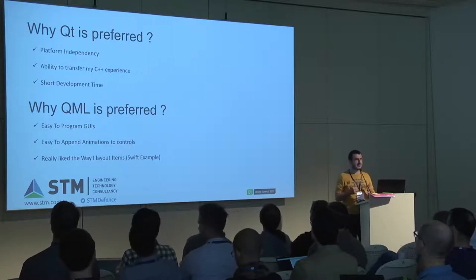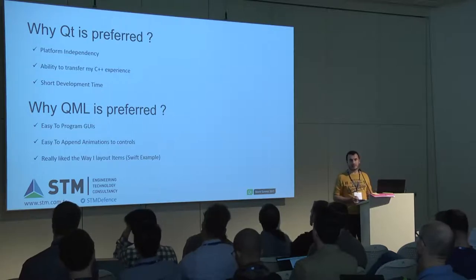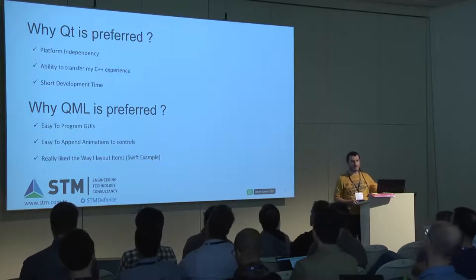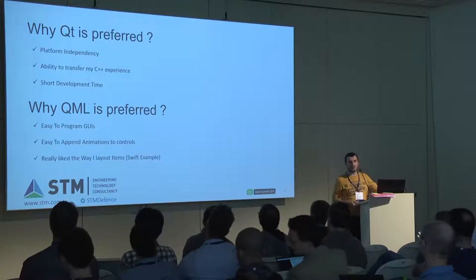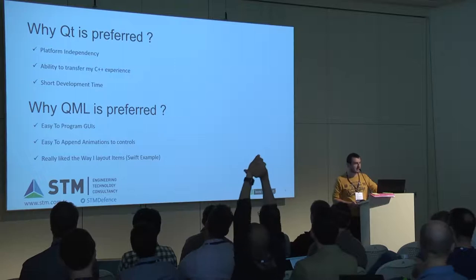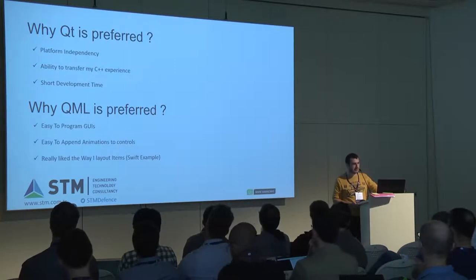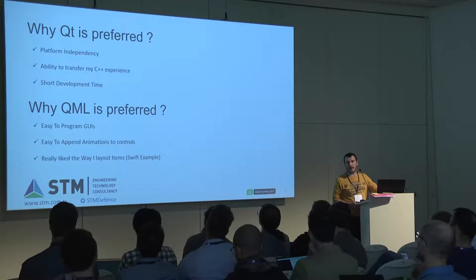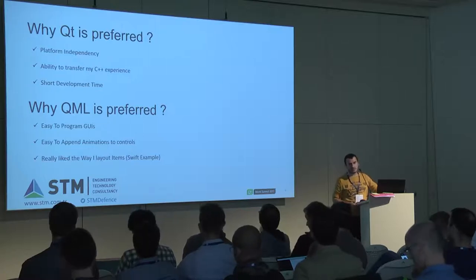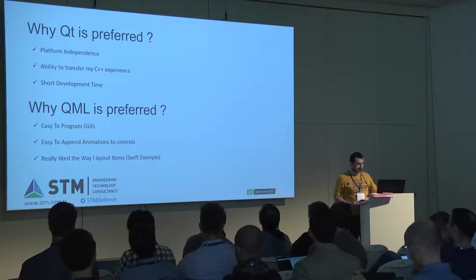And why was Qt preferred? Before starting the project, we had very limited time, and even so, the device which the software was going to run on was not clear at the beginning. There were two options, one Windows and the other Android. Instead of waiting for it to be clear, I started coding in Qt because it was platform independent. And also, I was able to transfer my C++ experience to this new project because I didn't have Android experience before, even with Qt.